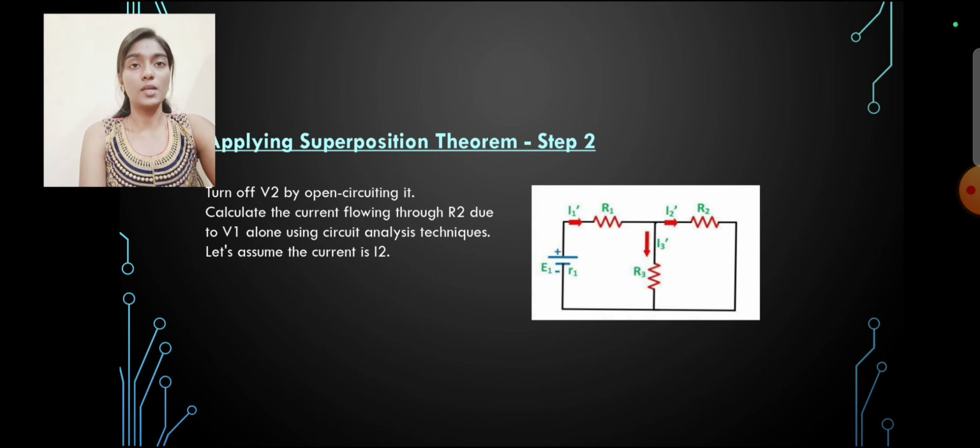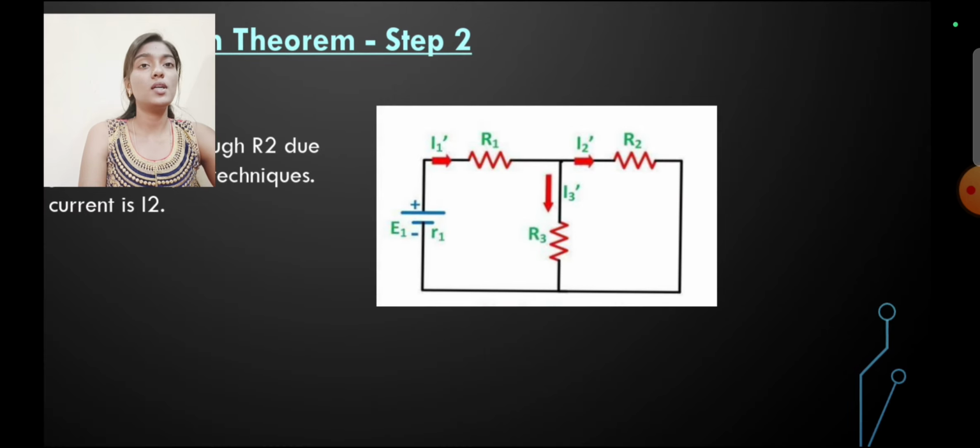Applying superposition theorem. Step 2. Turn off V2 by open circuiting it. Calculate the current flowing through R2 due to V1 alone using circuit analysis technique. Let's assume the current is I2. Now you can see that V2 is open circuited and the current flowing through them is assumed as I2.